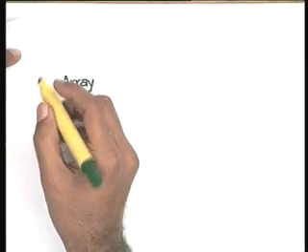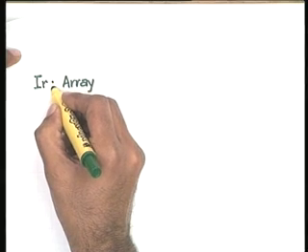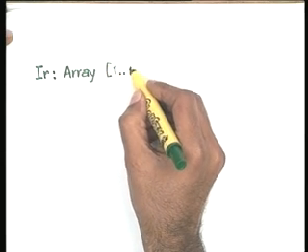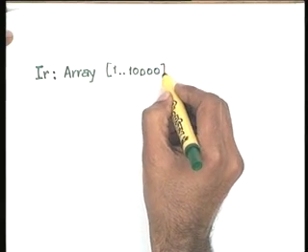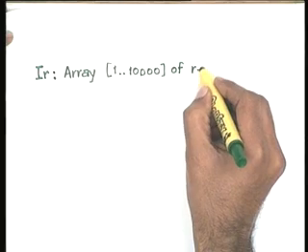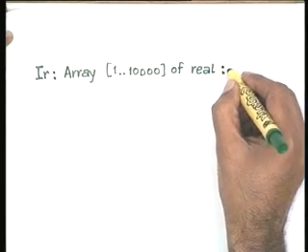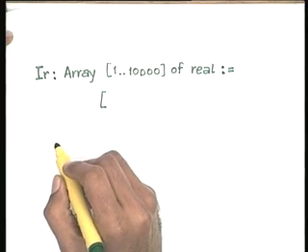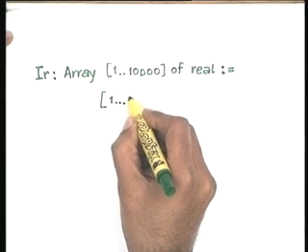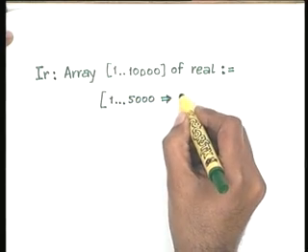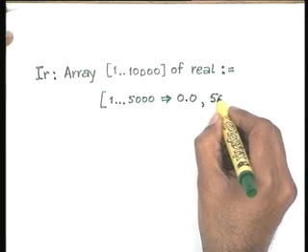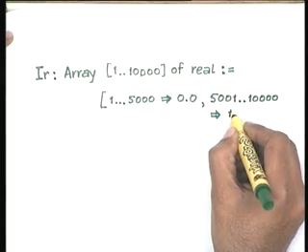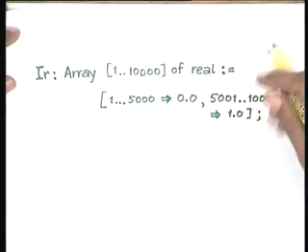Yeah. So let me call this IR, an array maybe 1 to 10,000 of real. And you could have an initialization which actually looks something like this: 1 to 5,000 have been assigned the value 0.0, and 5,001 to 10,000 are, let us say, allocated the value 1.0. I mean, this is approximately how the syntax of an initializer would look.